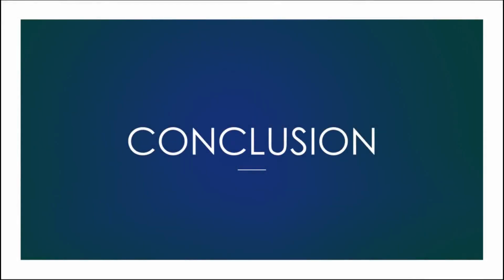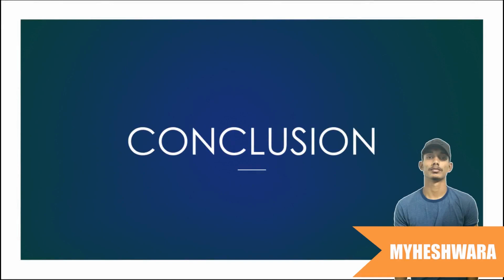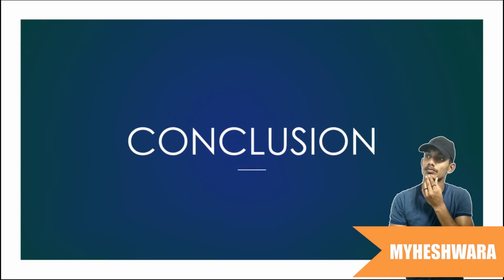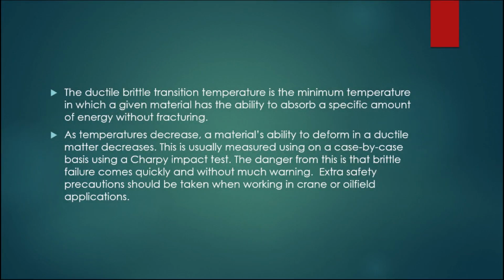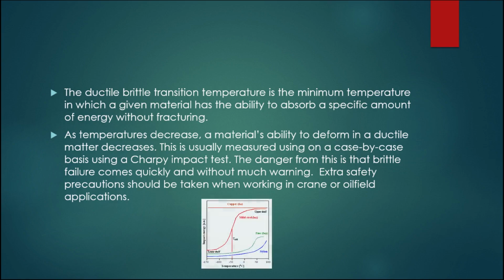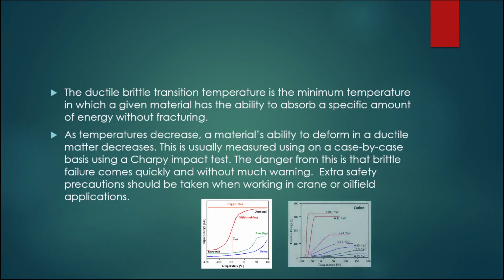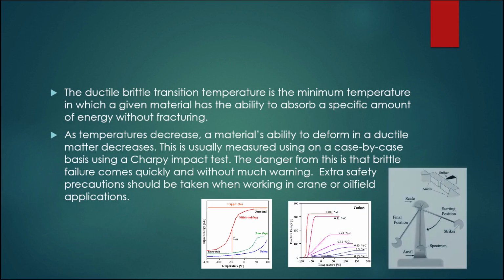Hi guys, I am Mahesh from Group 3 and I would like to present the conclusion for this impact test. In the first slide, we can conclude from this test that the ductile to brittle transition temperature is the minimum temperature at which a given material has the ability to absorb a specific amount of energy without fracturing. From the Charpy test conducted, we know that a material's ductile ability decreases as the temperature decreases.